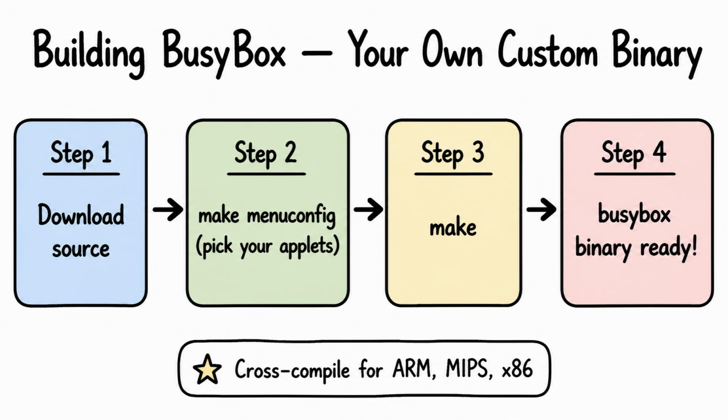Here's something really cool. You can build a custom version of Busybox yourself with only the applets you need. You download the Busybox source code, run make menuconfig, which gives you a checklist of every applet, check only the ones you want, then run make, and boom, you have a custom binary. You can also cross-compile it, meaning you build it on your laptop, but make it run on an ARM processor inside a router. This flexibility is one of the reasons embedded Linux engineers absolutely love Busybox.